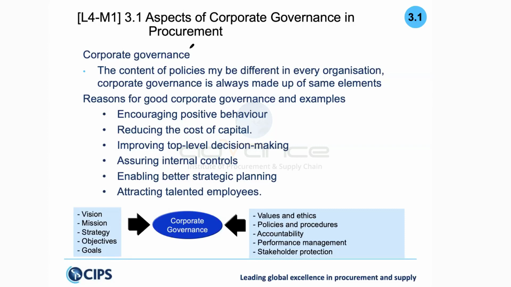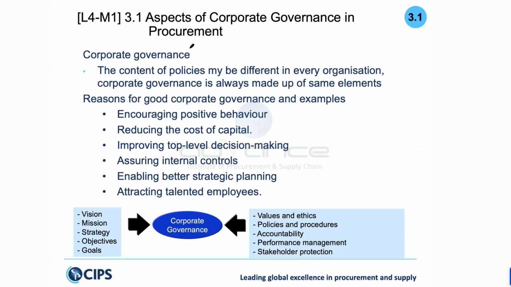It encourages positive behavior. Remember, when you know that there are rules, there are regulations, there are policies, there are processes, it helps to inculcate positive behavior. Banks and lending institutions look at the organization and say, yeah, this organization works in a structured, systematic way. They're willing to lend money. If the organization has poor governance mechanism, banks or lending institutions will not lend money. The cost of capital will be very high.